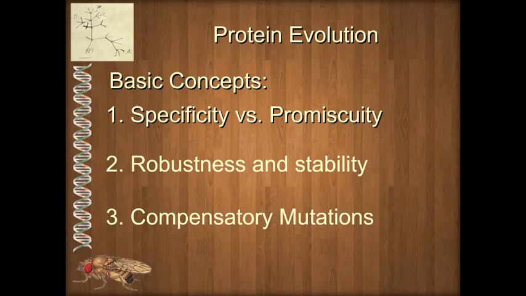And so if a slightly negative mutation is fixed in an amino acid, then later there might be another mutation that can compensate or make up for that detrimental mutation. And so we call that a compensatory mutation.